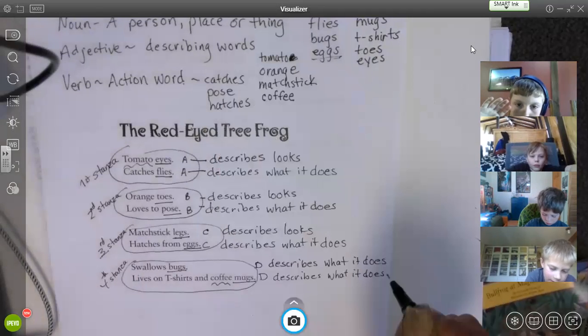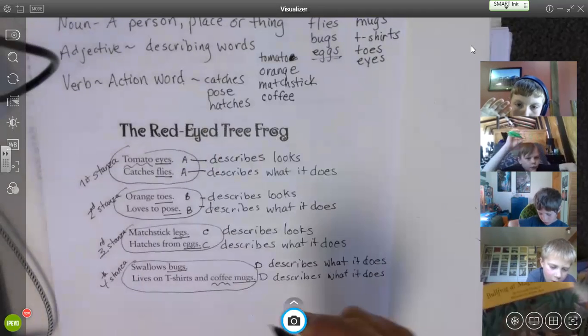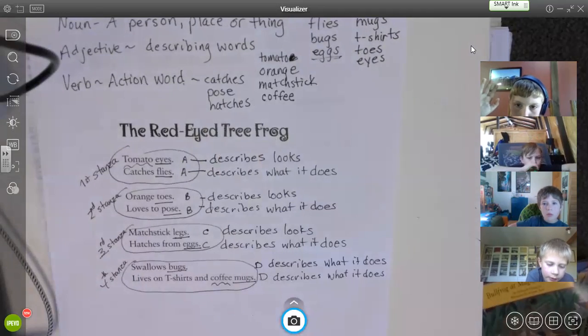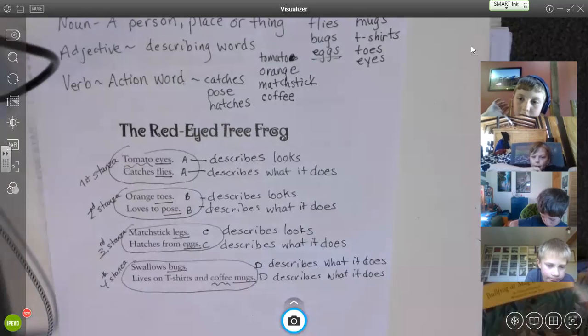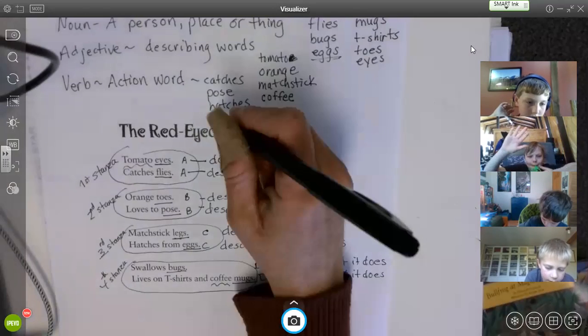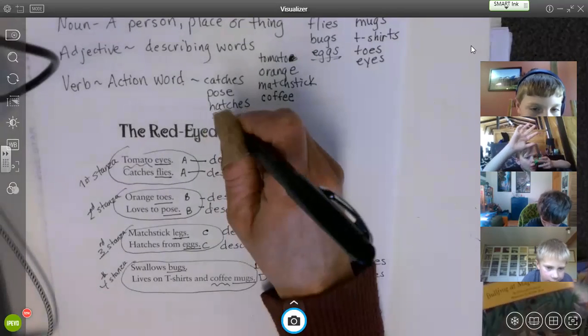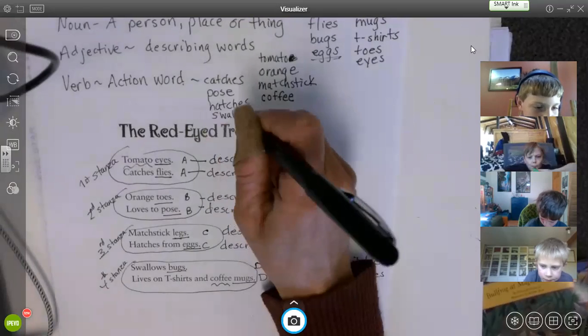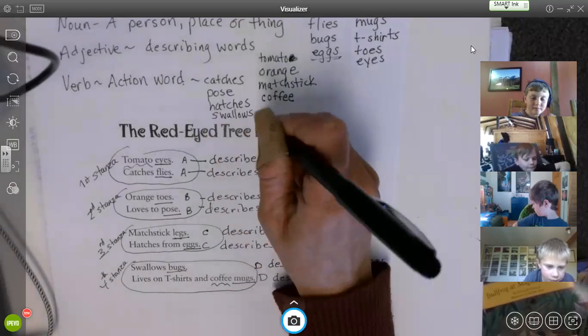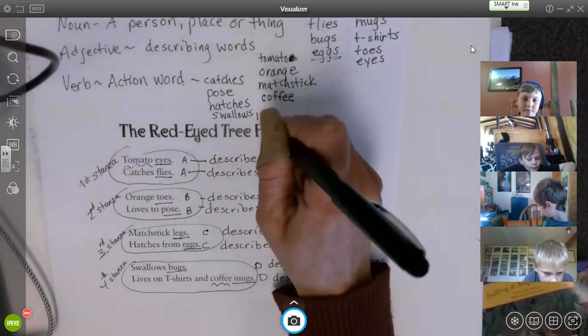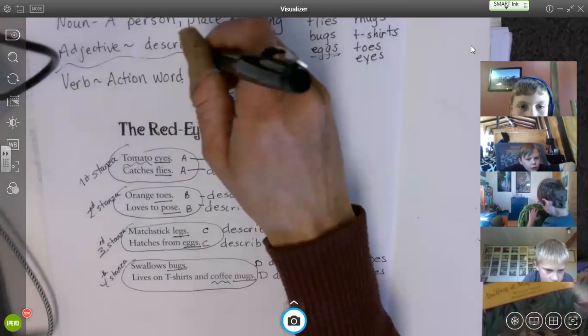And now there's two in the last stanza. Raise your hand if you know them. Cole, go for it. What are they? Swallows and lives. Follows and lives are examples of verbs. So we've got lots of verbs showing action.